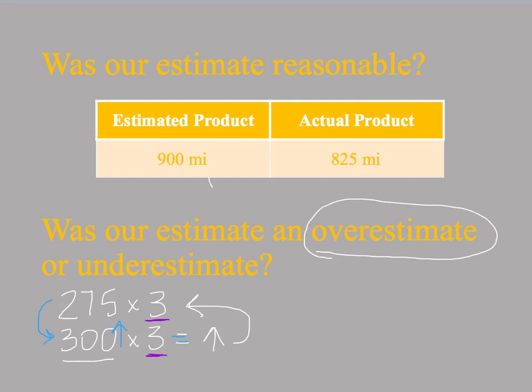And you can also compare the two numbers up here and see that 900, which is our estimate, is larger than 825. And that's another way to figure out if it's an over or underestimate.